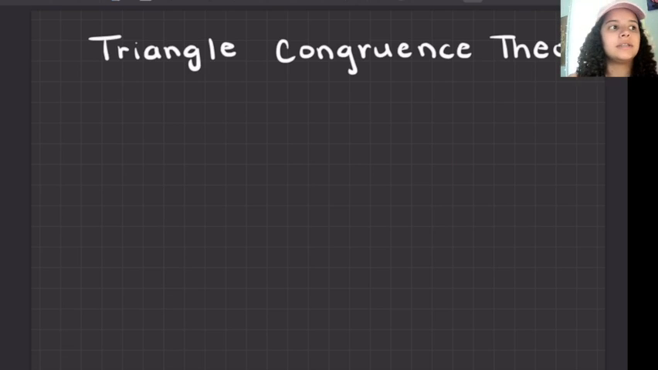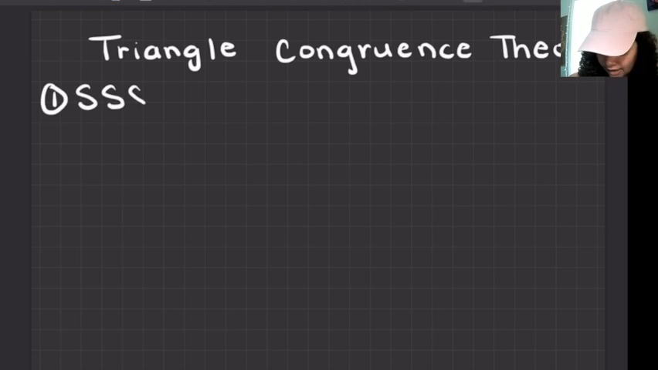And the way that we do this is we look into the relationship between the angles and the sides of the 2 different triangles, okay? So I'm going to go ahead and write all of them out real quick for you guys, and I'm going to give you an example of each one. The first one we're going to talk about is SSS, or side, side, side, okay?